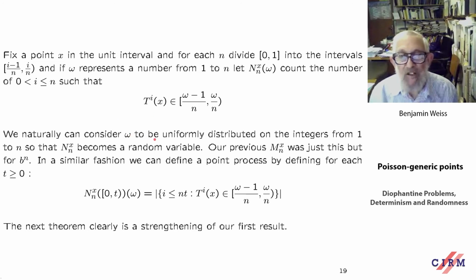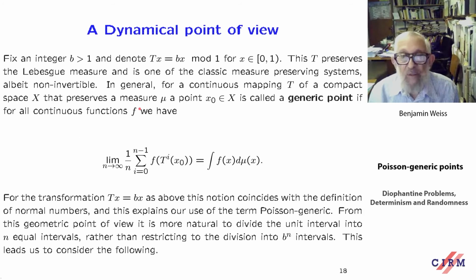Now, if you consider omega to be uniformly distributed on the integers from 1 to n, this becomes a random variable. Our previous M n x was just this, but using b to the n. And in a similar way, you can define a point process. You just scale the n up to t, and you just count the number of times up to n times t that the orbit lands in this interval. Now, T to the i is just b to the i. I'm just using this notation: T of x is b times x.